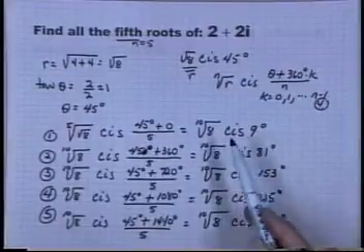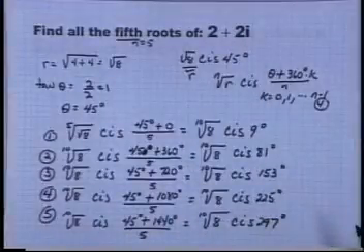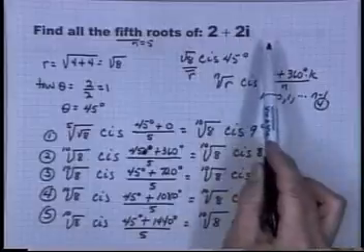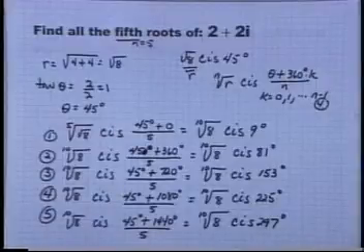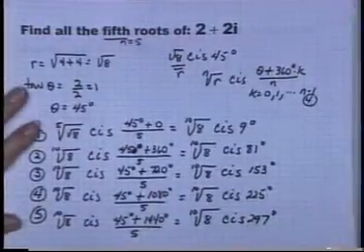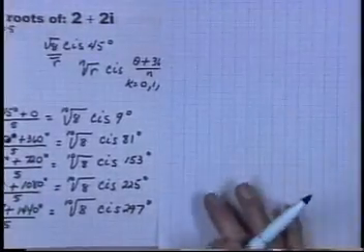Okay? 1, 2, 3, 4. There's all the fifth roots of 2 plus 2i. Now, usually when it's given in the standard form here, you will want to convert this into a standard form solution. So what I'm going to do here is get another sheet of paper, and I'm going to scoot this over to the side.